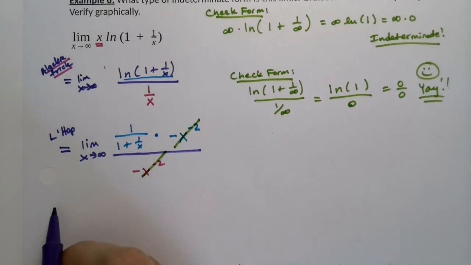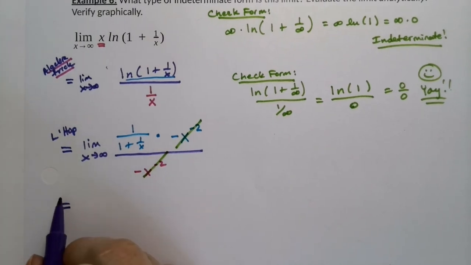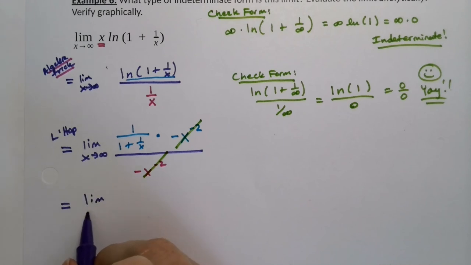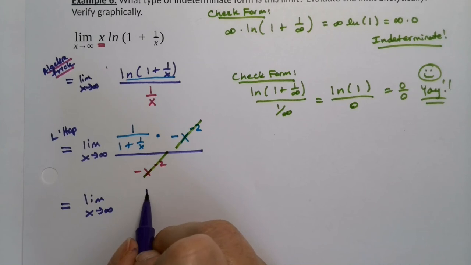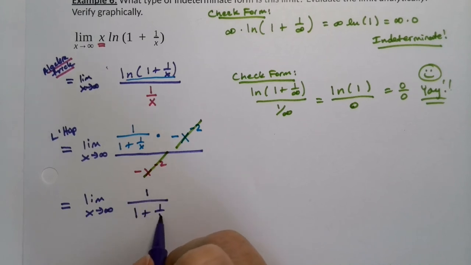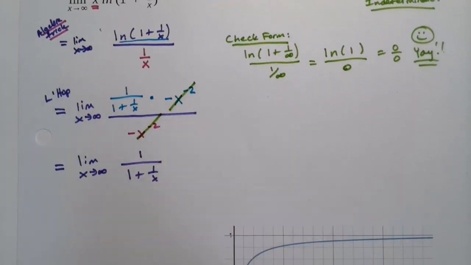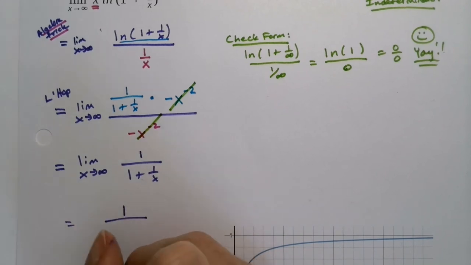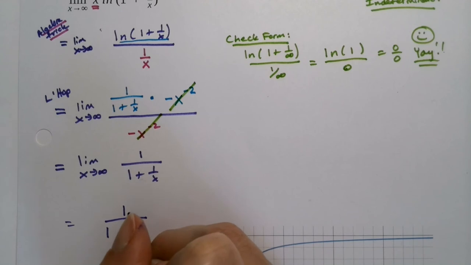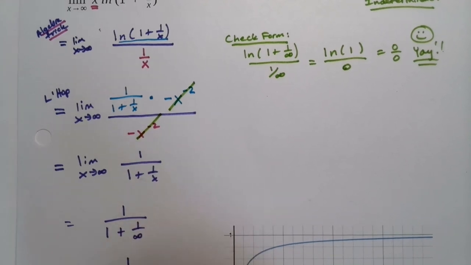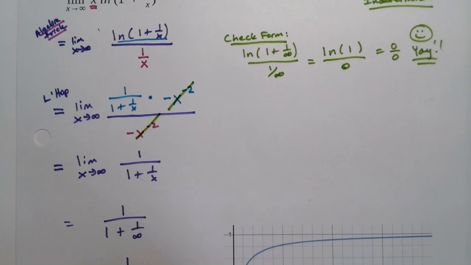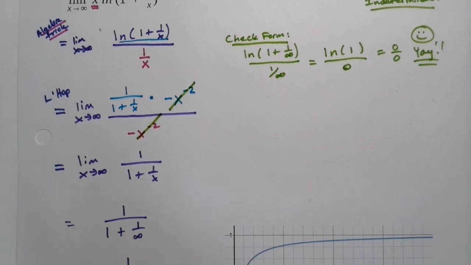And this is not L'Hopital's rule, so I don't put an L'Hopital over this because I'm just simplifying here. That's the limit as x goes to infinity of 1 over 1 plus 1 over x. That's the only part that's left. But that's not indeterminate. I can actually find that. That's 1 over 1 plus 1 over infinity. That would be 1 over 1 plus 0, which is 1 over 1, which is 1.